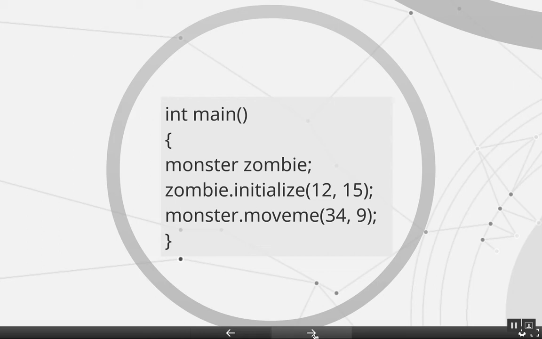Int main, empty parens, opening curly brace, monster zombie, semicolon. Zombie.initialize, and it's sending in the parameters 12, 15 as integers. Monster.moveMe, the other one was movement, they should have both been moveMe, and 34, 9 as the parameters going in. Semicolon, ending curly brace. When main runs, a new monster, a zombie, is created using our blueprint of monster. This new zombie object can now use the methods in the class that initialize its location and give a value to the x coordinate and the y coordinate and move it around.